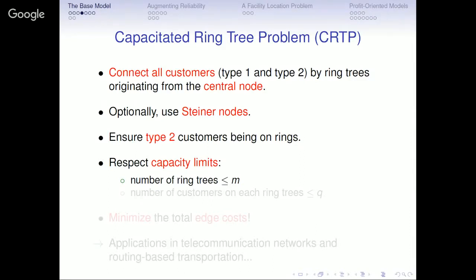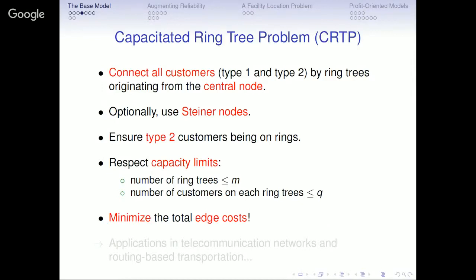So the first capacity limit is the number of ring trees that we attach to this central node, because the central node has, as a distributor, a certain limit of attached structures. And the second limit is the number of customers, not Steiner nodes, that we have on each of these attached ring trees. So these are the two capacity limits that we have to respect. And the overall goal is the minimization of the total edge costs that we have in this network.